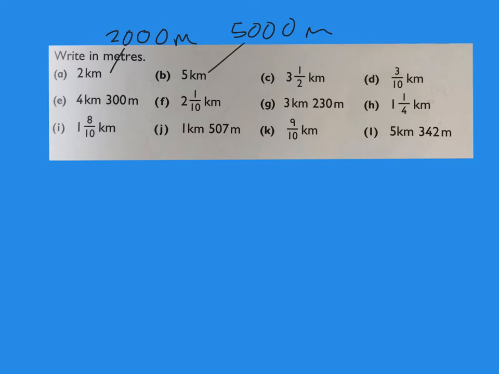3.5 kilometers, well, you know 3 kilometers is 3,000. Half a kilometer is 500, so it's 3,500 meters. Okay, and I'll complete D then. D is 3/10 of a kilometer, so 1/10 of a kilometer is 100 meters. So 3/10 is going to be 300 meters.